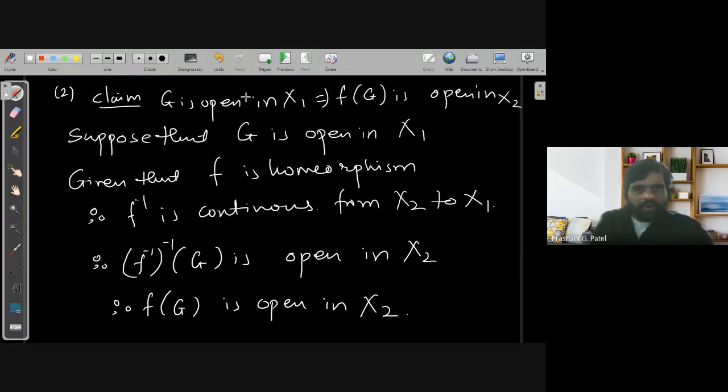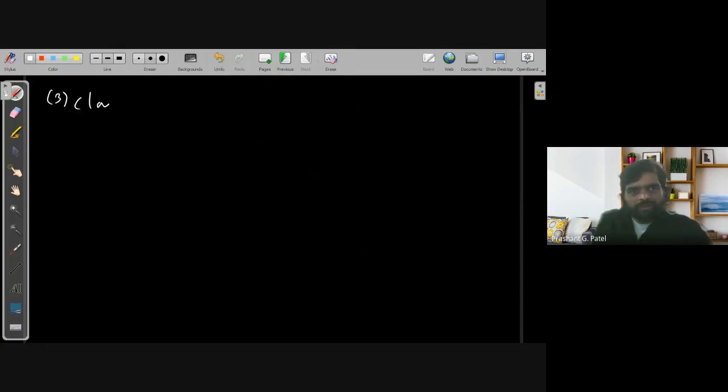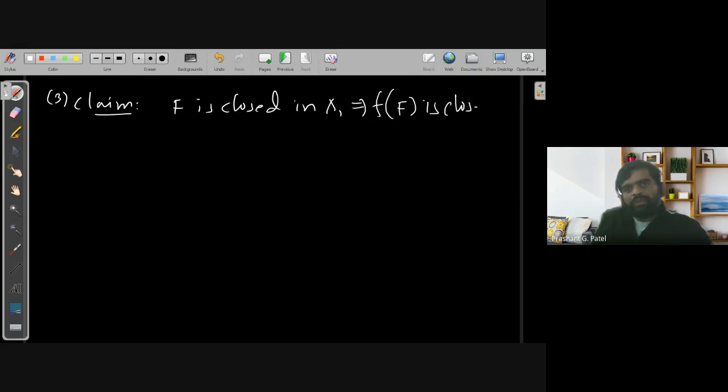I may leave the third one to you, you just need to replace the word open with closed. I think you are able to do that by yourself. That means in the next task we have to prove our claim: if F is closed in X1, it implies that F of F is closed in X2. Meaning that this function F preserves the closedness.